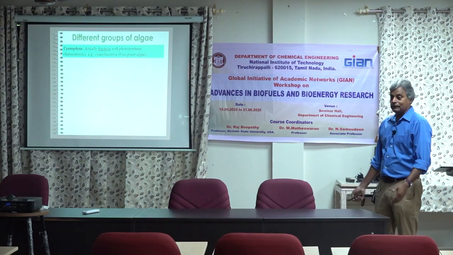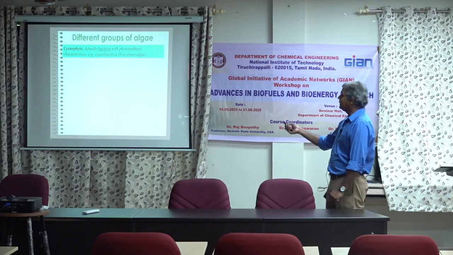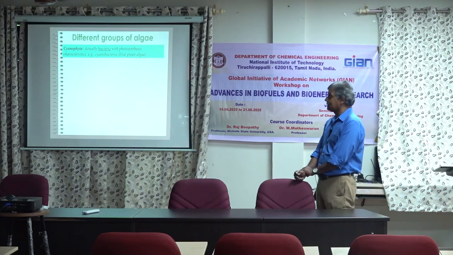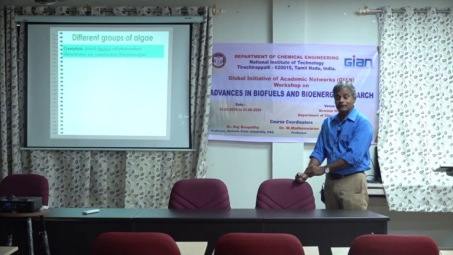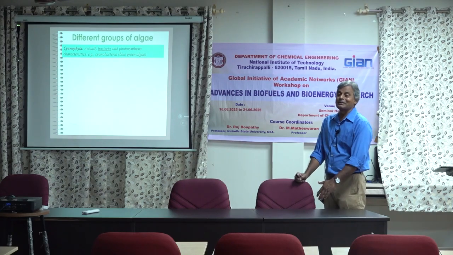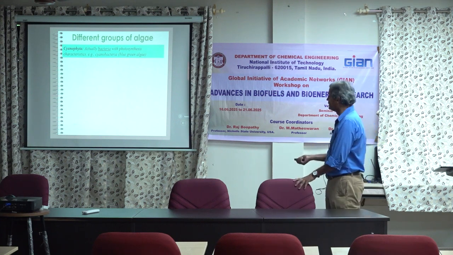So let's look at the differences. The name Cyanophyta is actually a bacteria with photosynthesis characteristics. This is what we call blue-green algae, the cyanobacteria. It's a misnomer. It is not an algae; it's a bacteria, but people call it blue-green algae.